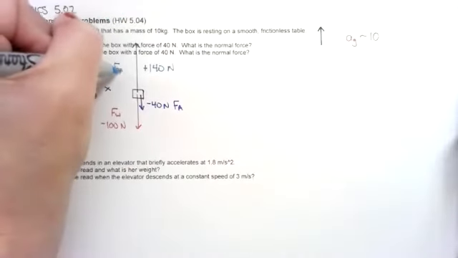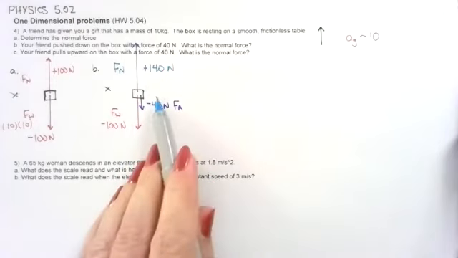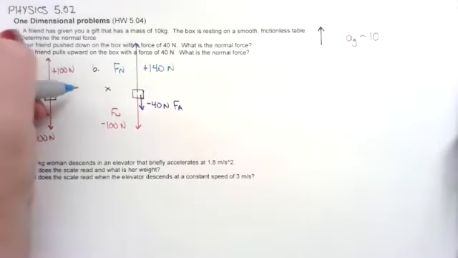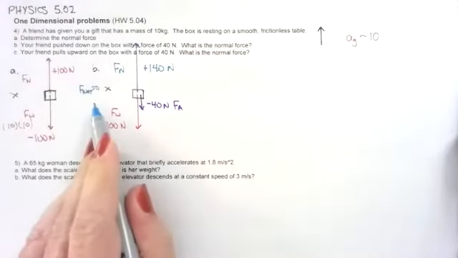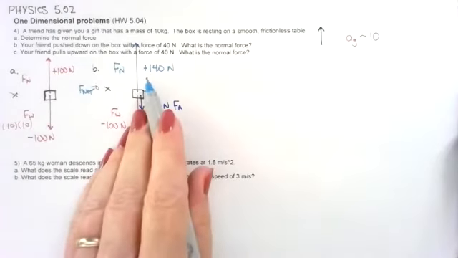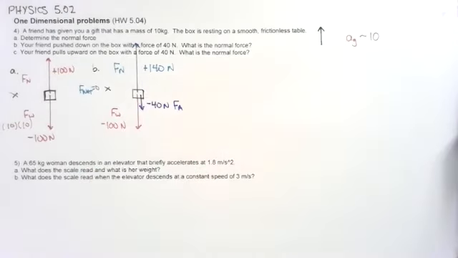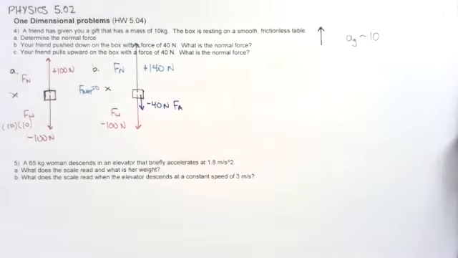That means that my normal force now has to be 140 Newtons because my forces have to be balanced. Because I don't have motion, F net has to equal 0. So by pushing down, I increased my normal force. And that makes sense because think about it. If you push down on a box and the table's not capable of exerting a greater upward force, you'll break the table. So if it was a real flimsy table, you would crack it.